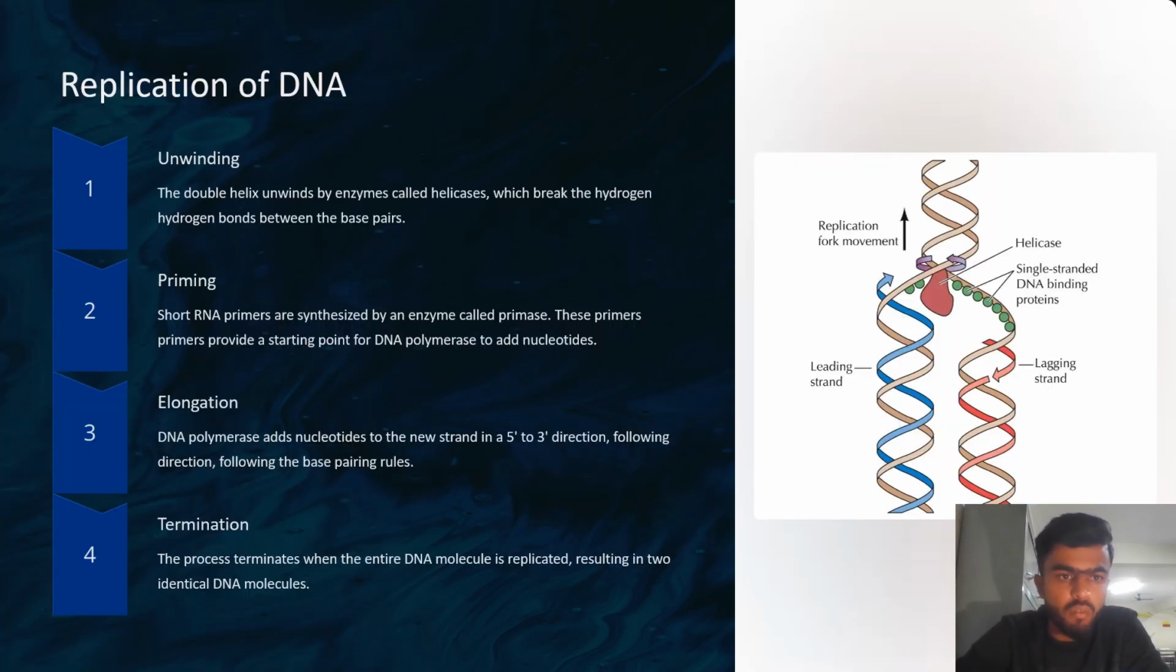Replication of DNA. Unwinding: the double helix unwinds by enzymes called helicases, which break the hydrogen bonds between the base pairs. Priming: short RNA primers are synthesized by an enzyme called primase. These primers provide a starting point for DNA polymerase to add nucleotides. Elongation: DNA polymerase adds nucleotides to the new strand in a 5 to 3 direction following the base pairing rules. Termination: the process terminates when the entire DNA molecule is replicated, resulting in two identical DNA molecules.